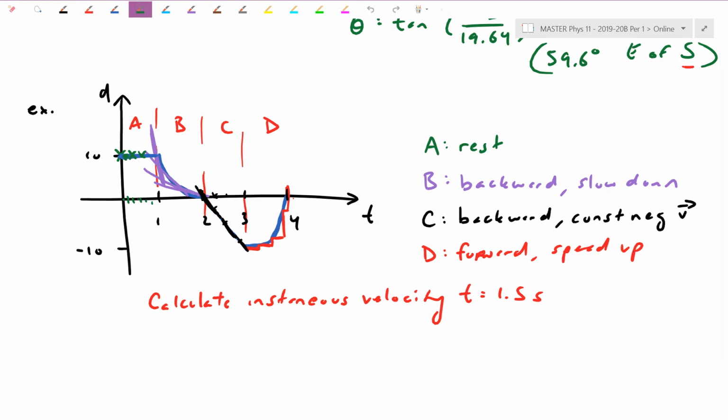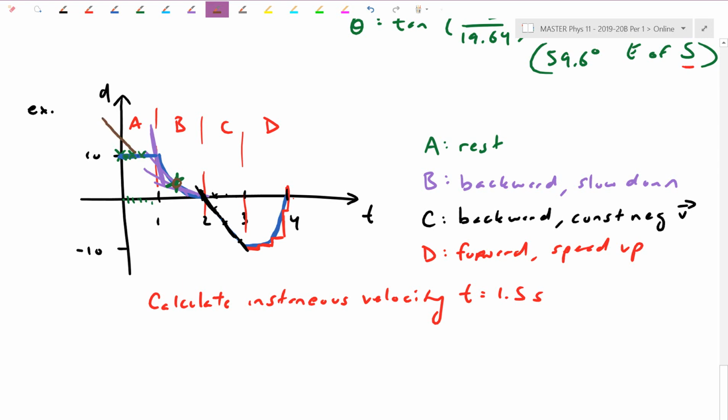Let's calculate here the instantaneous velocity. We know that the slope on a position time graph is the speed. The trouble with this one here is, if I look at a time 1.5 seconds, we are in the middle of a curve. We are in the middle of the slowing down region. It's really hard for us to find the slope at this point, let alone we only have one single point to actually calculate at.